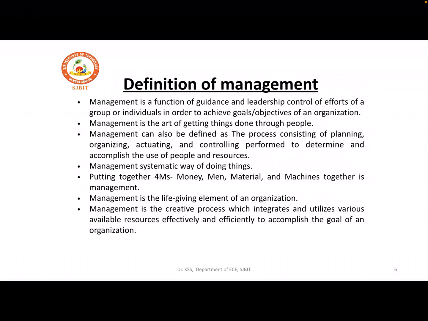Management is the life-giving element of an organization. Management is a creative process which integrates and utilizes various available resources effectively and efficiently to accomplish the goal of an organization.